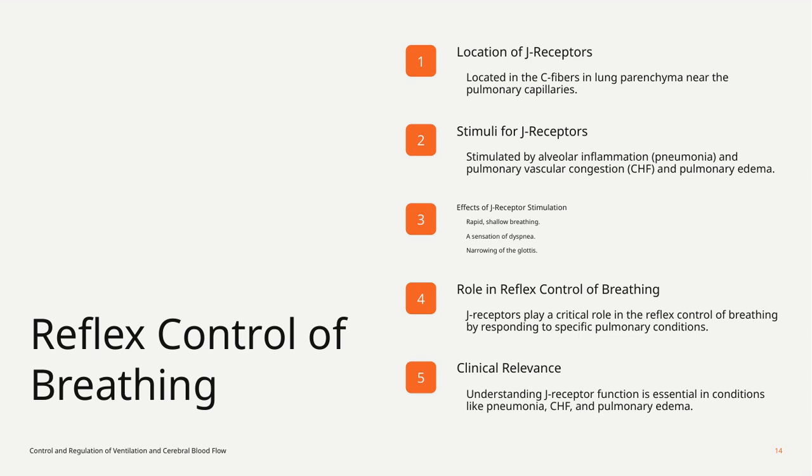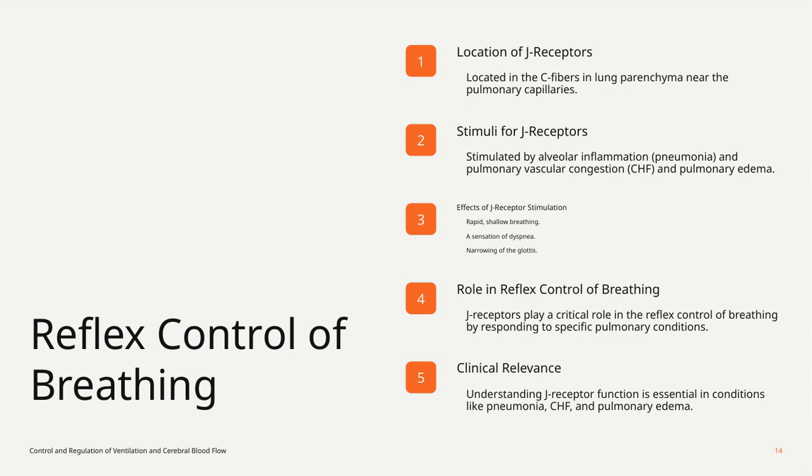J receptors respond to specific pulmonary conditions, acting as sensors for certain changes within the lungs. When stimulated, they can cause rapid, shallow breathing, which is often seen in respiratory distress. You might also notice a sensation of dyspnea, or shortness of breath, which is a common symptom in many pulmonary issues. Additionally, stimulation of these receptors can lead to narrowing of the glottis, affecting airflow.